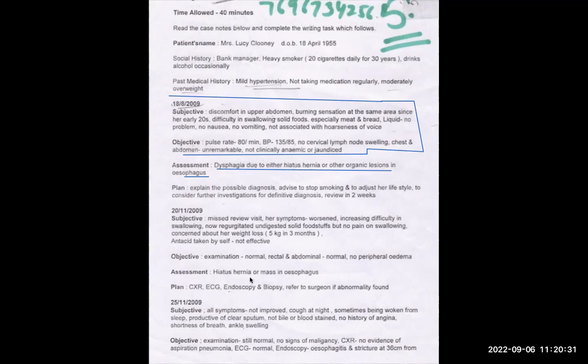So after 3 months, she revisited with worsened symptoms. She was to be referred to a surgeon if an abnormality was found. That was planned: she should undergo these investigations and go to the surgeon if an abnormality is found. After about 5 days, her symptoms had not improved.